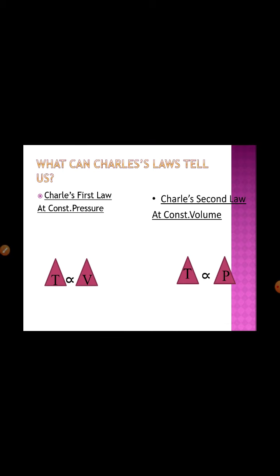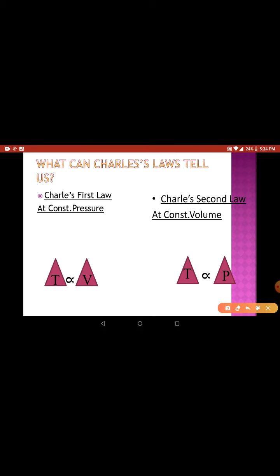So we know that Charles law is for gases. He stated two laws for the gases, and we have already studied Charles first law and second law. Charles first law is valid at constant pressure, and Charles second law is valid at constant volume. Now let us see what this Charles first law does. Charles first law is defined at constant pressure.